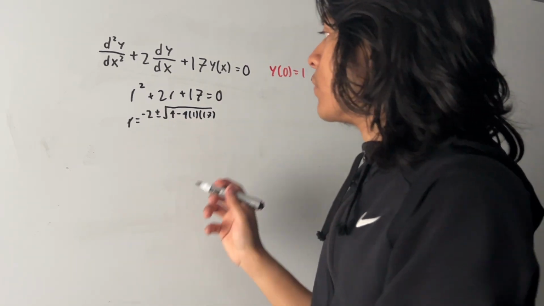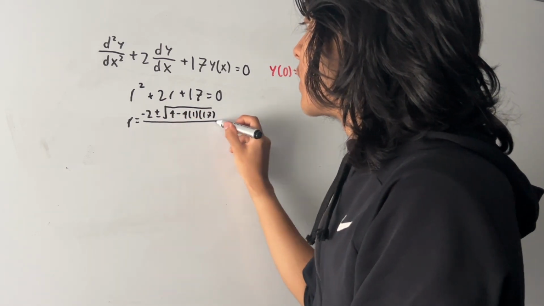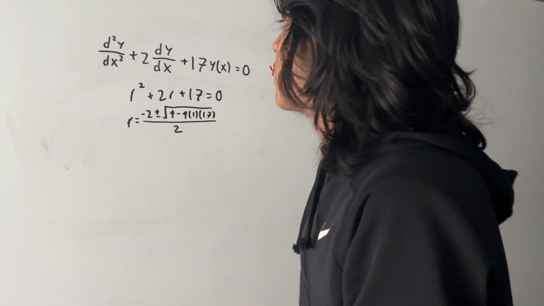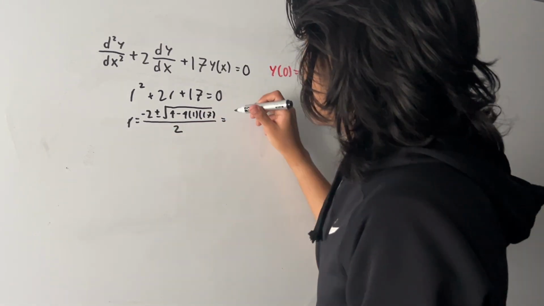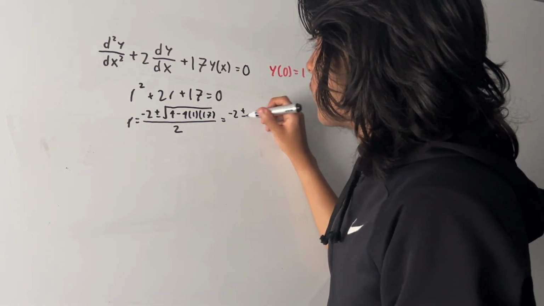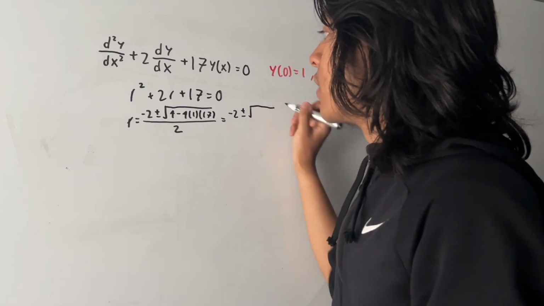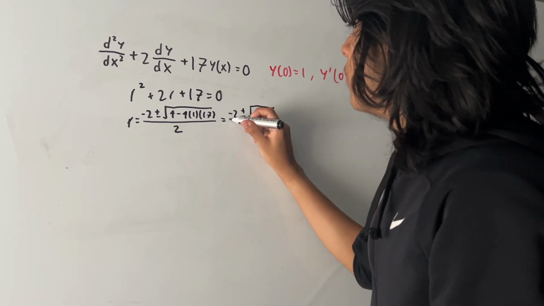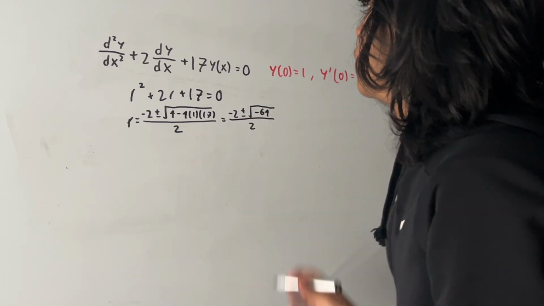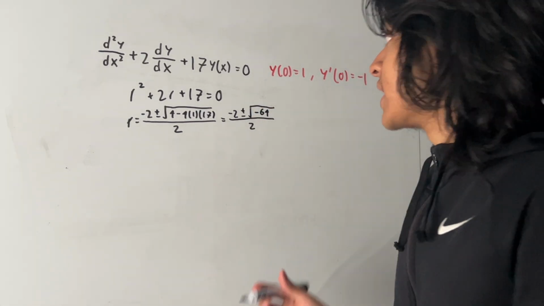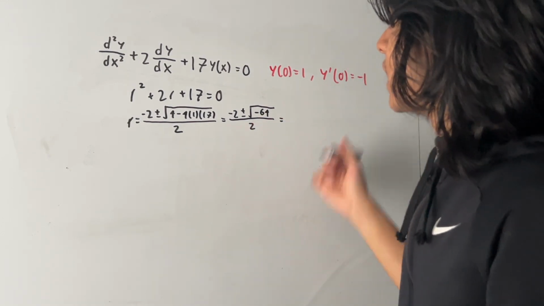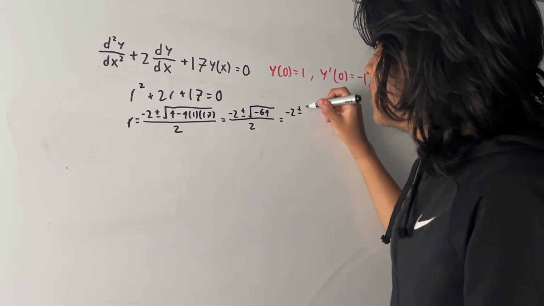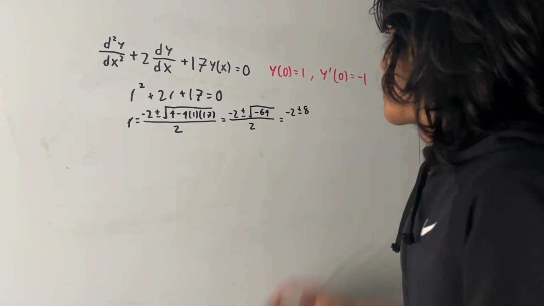I actually don't know 4 times 17 off the top of my head, but on the bottom we have 2a, so we have 2. So we're going to have negative 2 plus or minus the square root of negative 64 all over 2. The square root of 64 is 8. I'm just going to put the i on the outside. So we get negative 2 plus or minus 8i, or I'm going to put i8, all over 2.